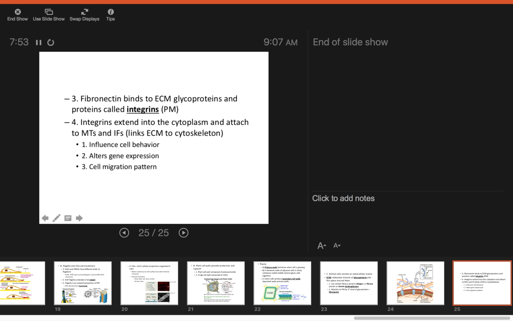Integrins extend into the cytoplasm and attach to microtubules and intermediate filaments. And why does it do this? Well, it can help influence cell behavior depending on what cell type you're looking at. It can also alter gene expression. Sometimes cells go into an arrested state during cell division. Hey, we don't need you to divide, don't copy your DNA, or maybe don't make this protein. And then also it helps during cell migration.